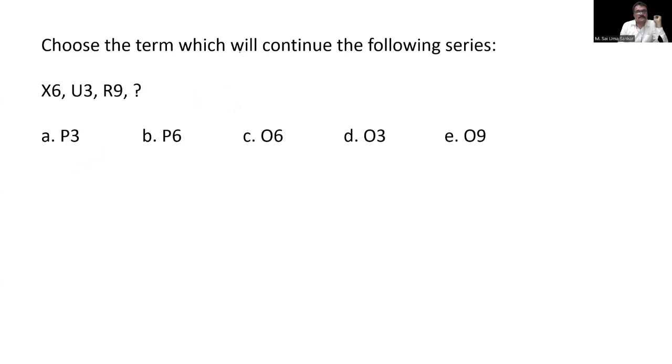Let's choose the term which will continue the following series. X, U, R. What is the X? This is equal to the 24th letter. What is the U? That is equal to the 21st letter. What is the R? That is the 18th letter.